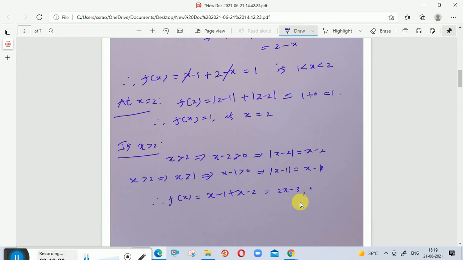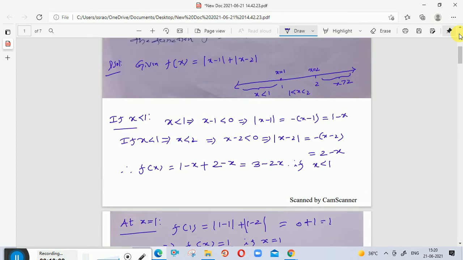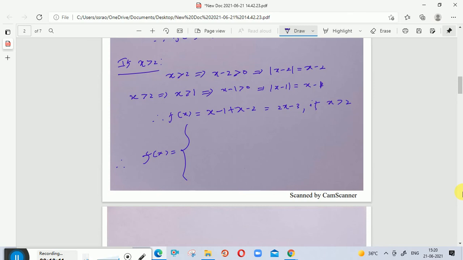If x greater than 2, okay, ఇక్కడ వచ్చినటువంటి f వాల్యూస్ ను ఫంక్షన్ f ను సమ్మరైజ్ చేద్దాం. ఓకేనా, so therefore f of x is equal to, చూడండి, if x is less than 1, f of x is equal to 3 minus 2x.